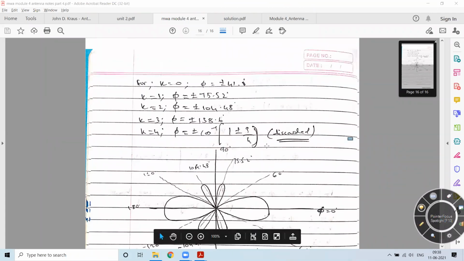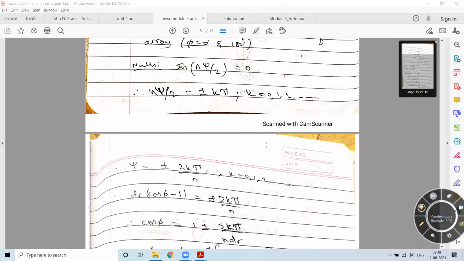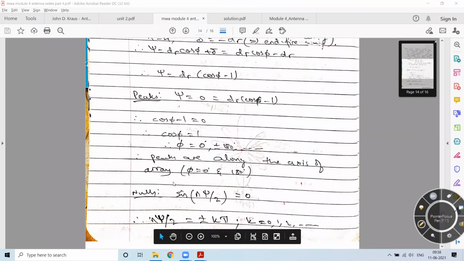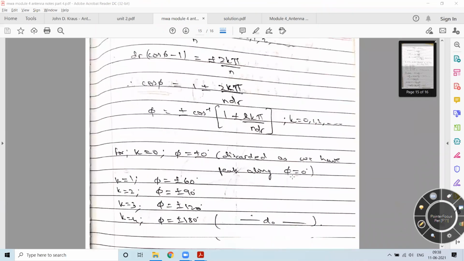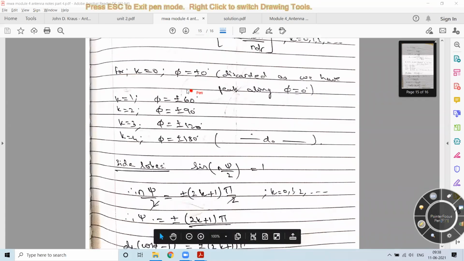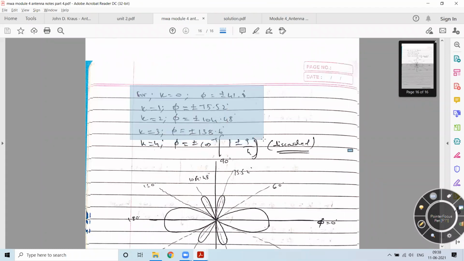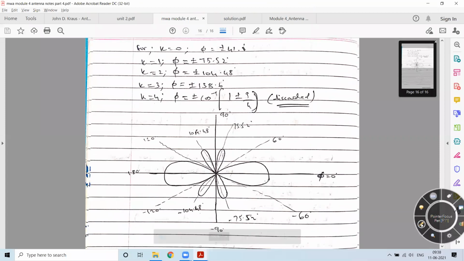So now how do I represent the radiation pattern? I have obtained the direction of maxima, the direction of the nulls, and the side lobes. How do I obtain the representation of the radiation pattern? In which direction am I having the peak values? I am having the peak values along 0 degrees and 180 degrees. And I am having the nulls in these possible directions. And lastly, these are the directions of the side lobes. So let us see how we can go ahead.